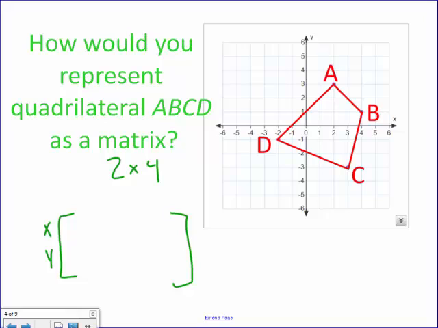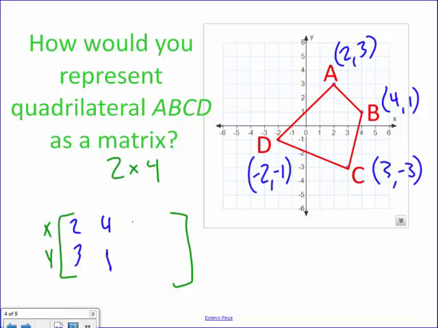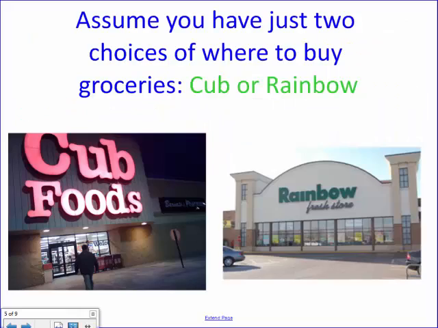Yeah, I would say so. We should go alphabetically. So I should put A first, which is the point 2, 3. So 2, 3. Then I should put B next, which is what? 4, 1. We'll kind of fly through this here. And then we got 3, negative 3, and negative 2, negative 1. So A should be here, B, C, D. So I could type that quadrilateral into a matrix, okay? Just kind of showing you how we could use our coordinates there.